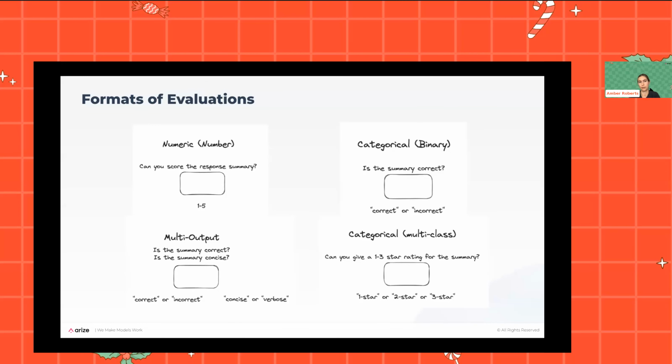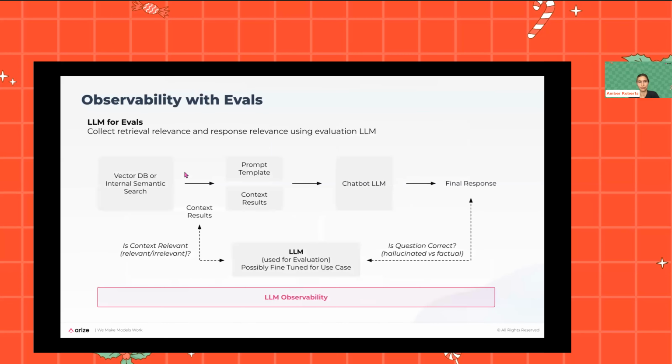But the workshops earlier this month were covering the formats of evaluation. So we talked about numeric evaluation, and categorical. This actually goes a lot with a question asked in the chat for types of outputs and how to evaluate them. We see a lot of binary output, so trying to figure out, is something correct or incorrect? Is it concise or rather verbose? As well as multi-class, where you can give maybe a 1-star, 2-star, 3-star rating.